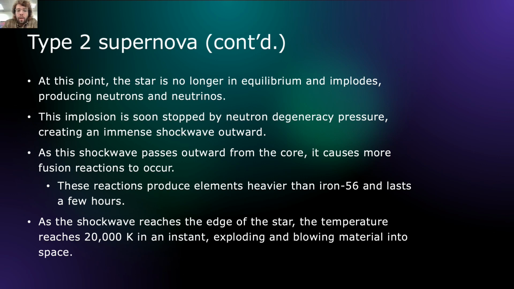And then the shock wave reaches the edge of the star, and temperatures suddenly rise to 20,000 Kelvin, and that explodes the star and shoots material out into space. And this material is where all our heavy elements come from. So this shock wave creates fusion with iron and other elements. We get our heavier elements, and that is what shoots out into space and can create planets and other objects in the universe.